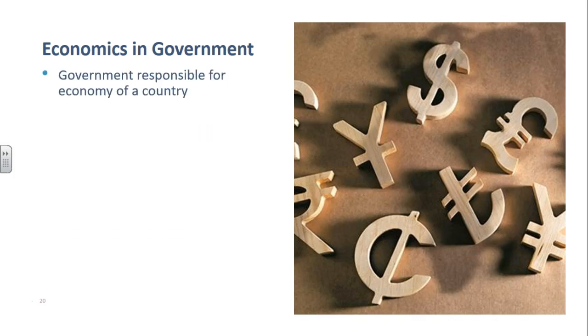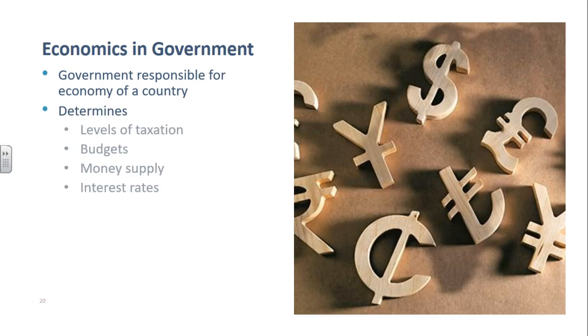So, economics in government. First thing you need to understand is the government is responsible for the economy of a country. Countries don't just run randomly without anyone in charge doing anything. That's simply not possible. So if a country is going to exist, the people and the early government have to be the ones who are responsible for getting that run. And they're going to be able to determine a number of different things, such as number one, the level of taxation. So how much do you actually tax the people living in your country?